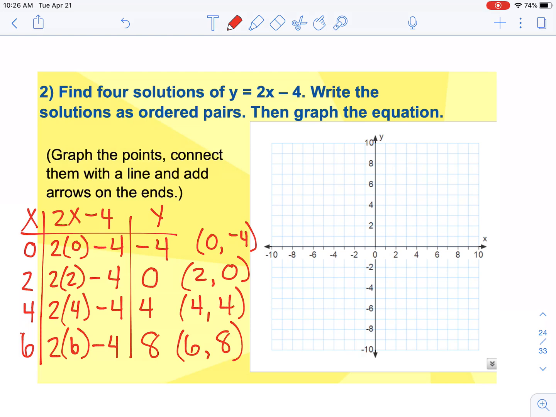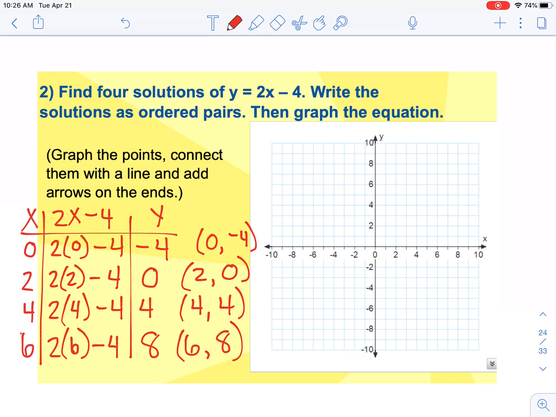So I've made my function table. I have written out my ordered pairs, and now I'm going to plot them. I'm going to graph them. So I'm going to start with 0, negative 4. So I'm going to start at the origin, 0, 0.